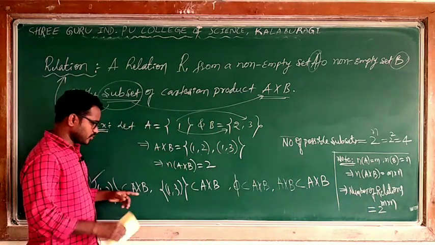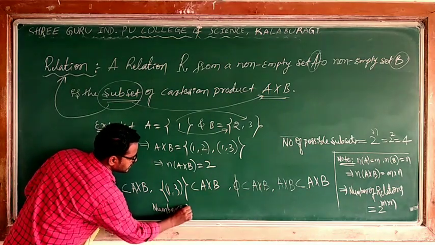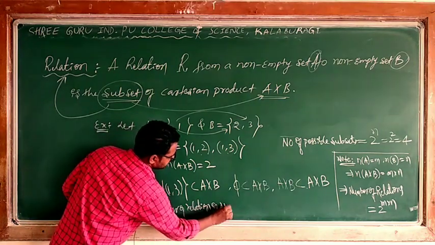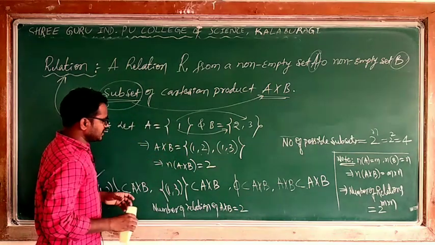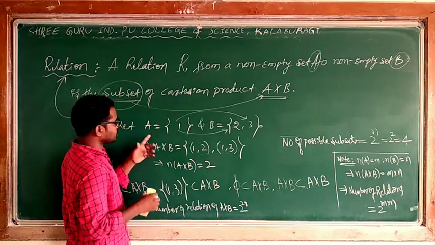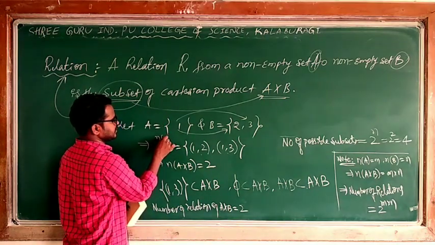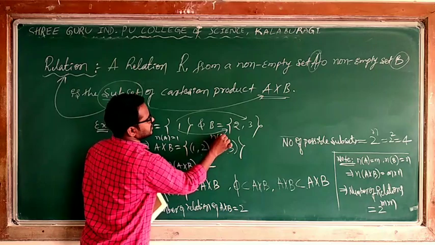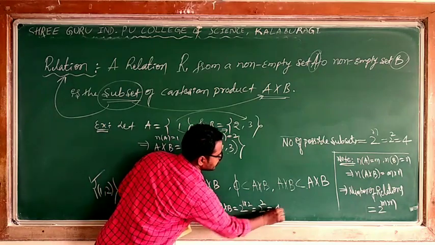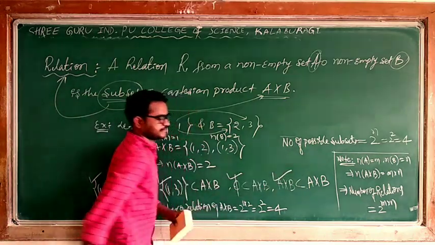Now I can prove it. The number of relations of A cross B is equal to 2 to the power, how many elements does A have? Sorry, A has only one element. So n(A) is one element, n(B) has 2 elements, which means 1 into 2. Is it 2 to the power 2, meaning 4? What are the 4? This 1, 2, 3, 4.